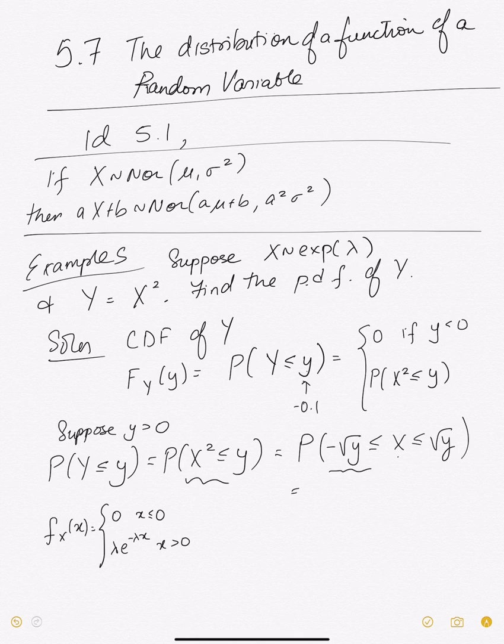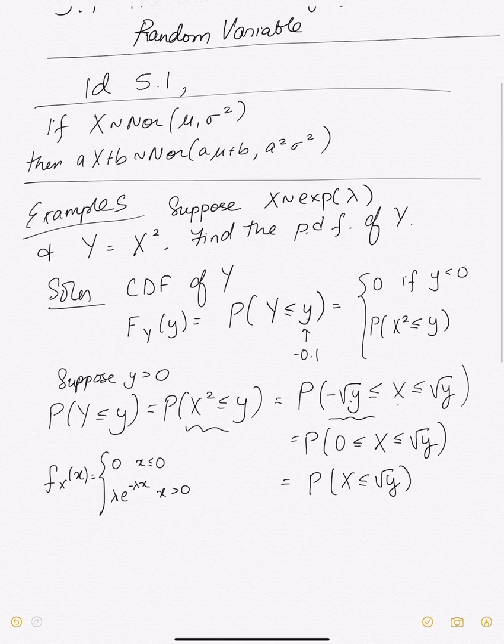So you can drop all the negative bits over here and just write this is equal to the probability that X is between 0 and square root y. Okay? And for that matter, you also do know that this is the same as the probability that X is less than or equal to square root y. We can even just drop the X between 0 and square root y, because when X is less than or equal to square root y, it'll always just be between 0 and square root y. X is never negative.